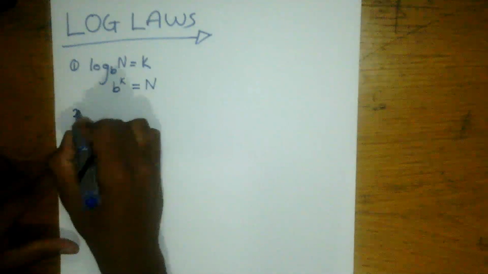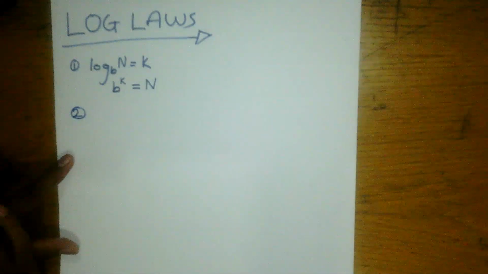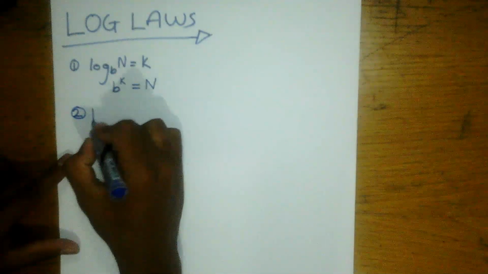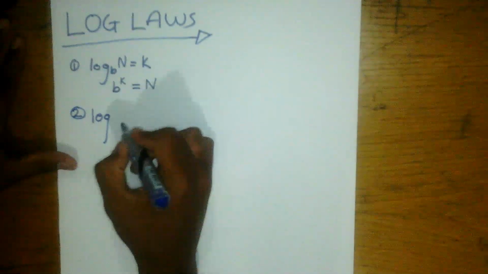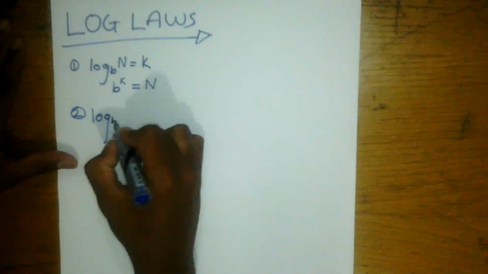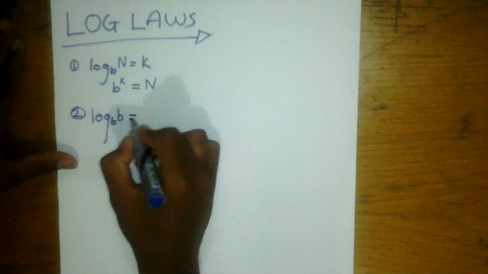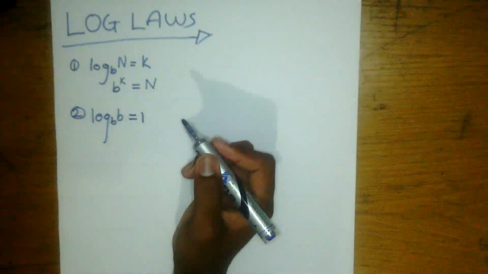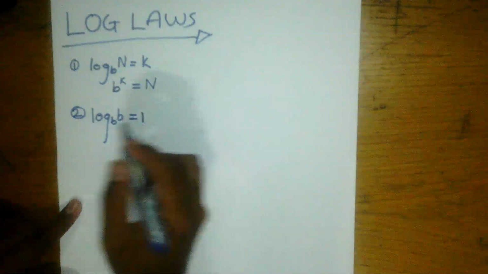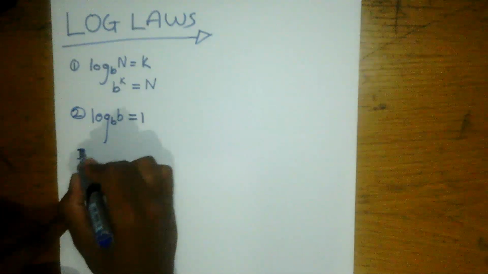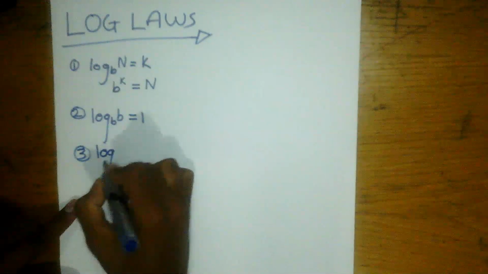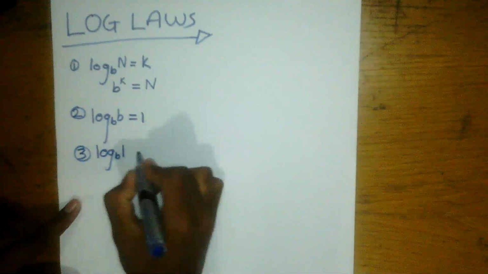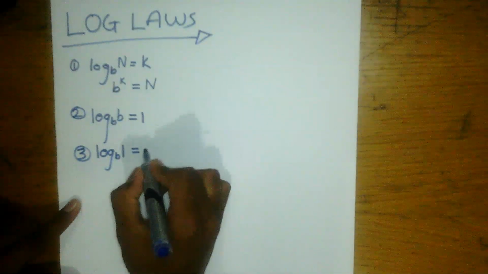Number 2, log b of b equals 1. Third one, log b of 1 equals 0.